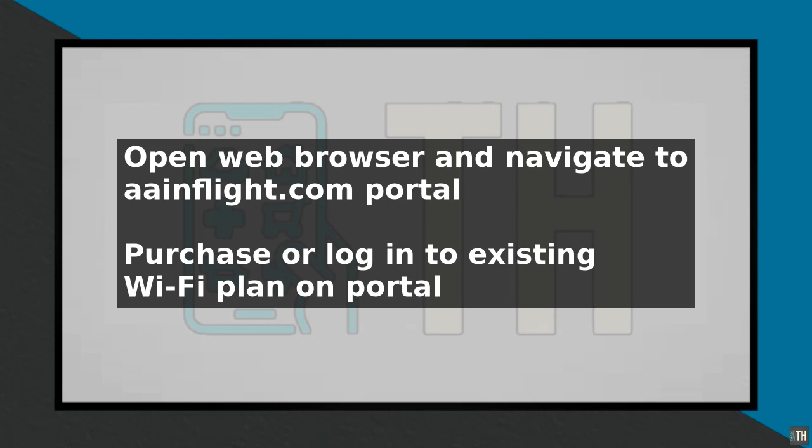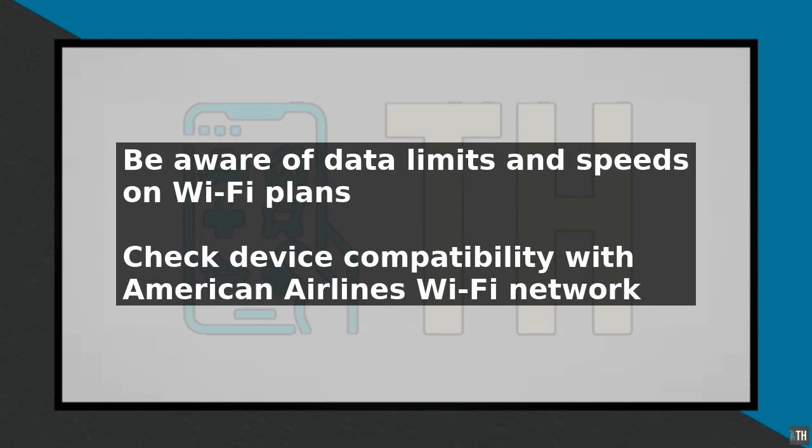After purchasing or logging into your Wi-Fi plan, you will be redirected to the American Airlines Wi-Fi homepage where you can access the internet, stream movies and TV shows, and stay connected with family and friends on the ground.